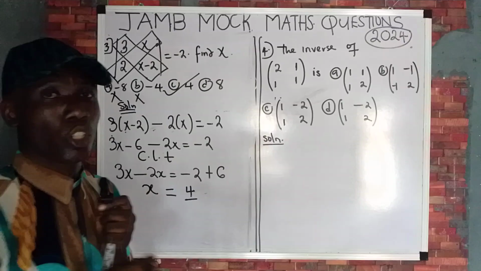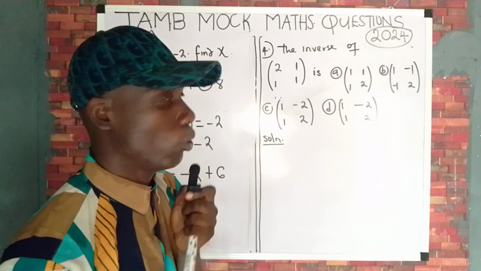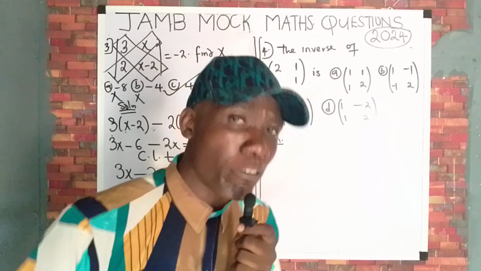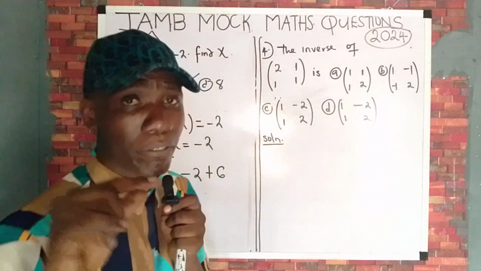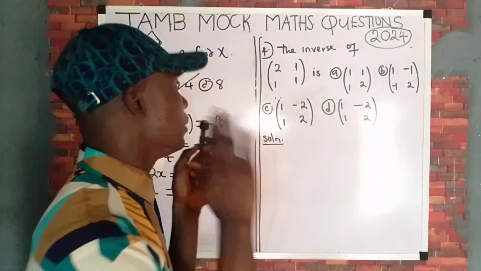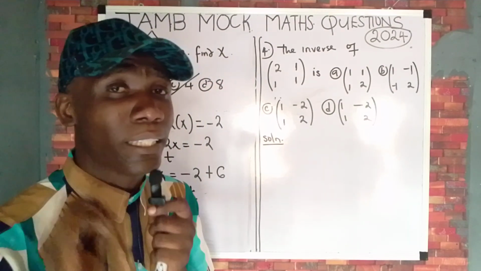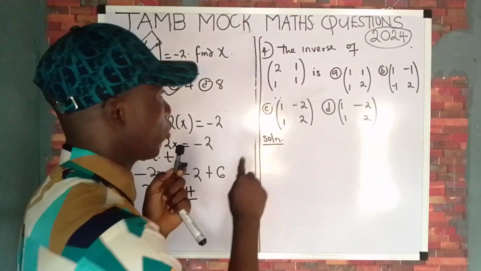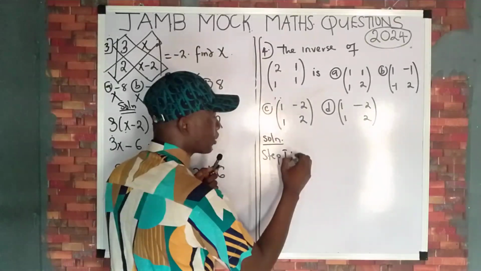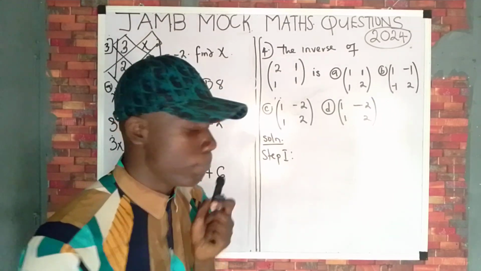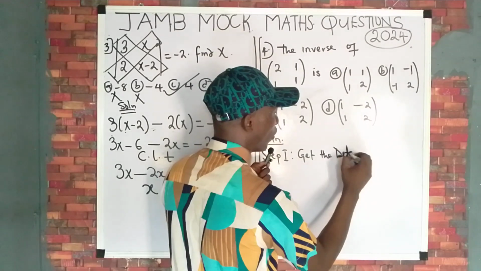Okay, now let's take question number 4. The inverse of this particular matrix is what? How do we find the inverse of a matrix? If you have not come across it before, in this particular video, you are going to see how the inverse of a matrix can be solved. Now, follow me carefully. What are the necessary steps you have to take to solve the inverse of a matrix? Let's do it carefully, please. Step 1 is to get the determinant of the matrix.